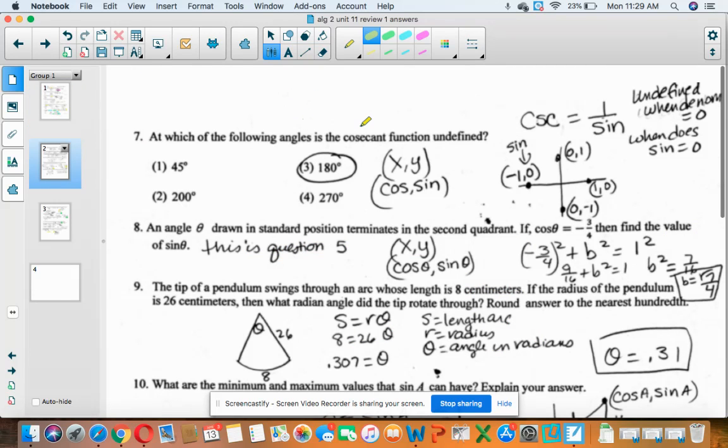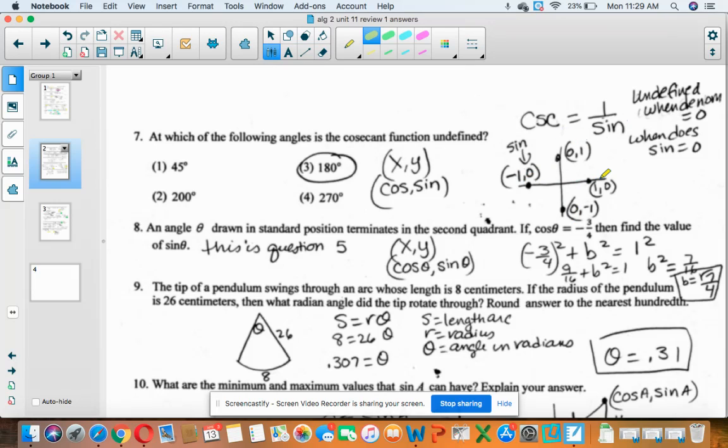Number 7, at which of the following angles is the cosecant function undefined? Cosecant is the inverse of sine, so it equals 1 over sine. This would be undefined if sine was equal to 0. A fraction is undefined when the denominator equals 0. So basically, when does sine equal 0?